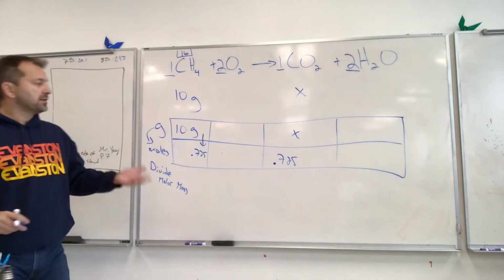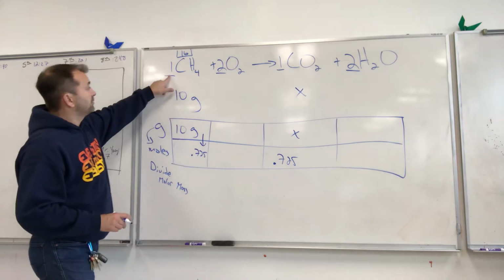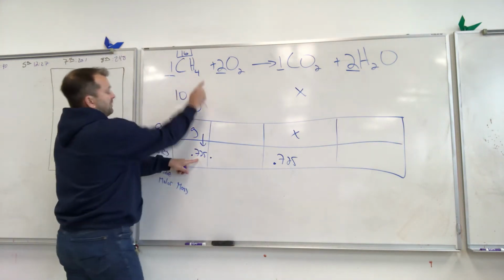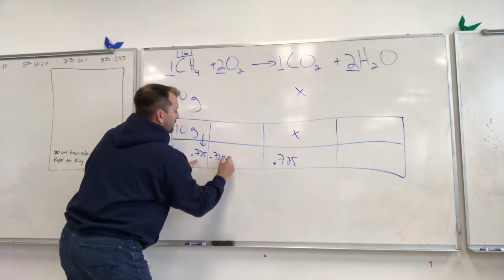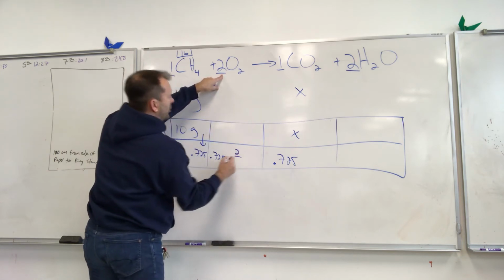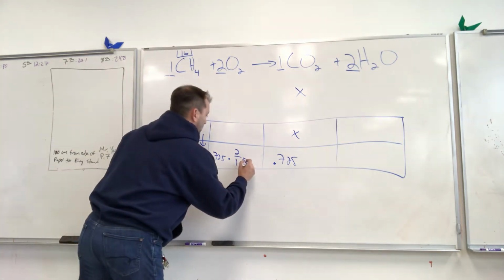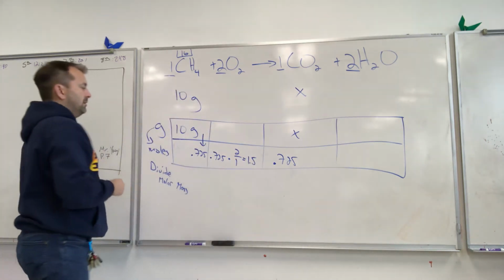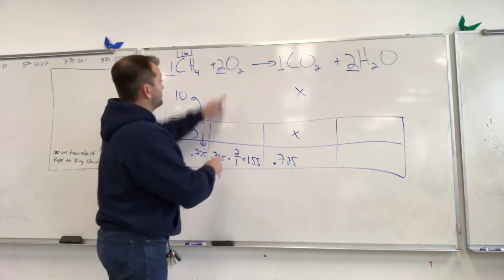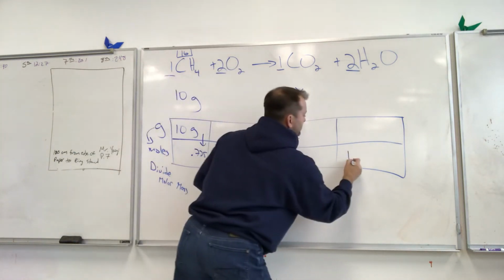Now, let's fill out the rest of the table, and then we'll find X. So this is 1 to 2, so if I'm here, I'm going to take this number, 0.625, and multiply it by the mole ratio of the box I'm in, 2, over the box I came from, 1. So that comes out to 1.25. And then if we look here, these have the same mole ratio. So if this is 1.25, this will be 1.25.